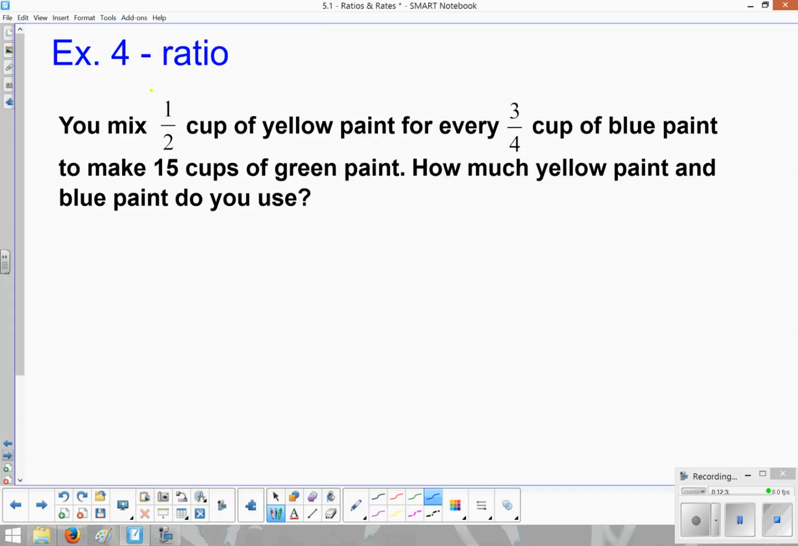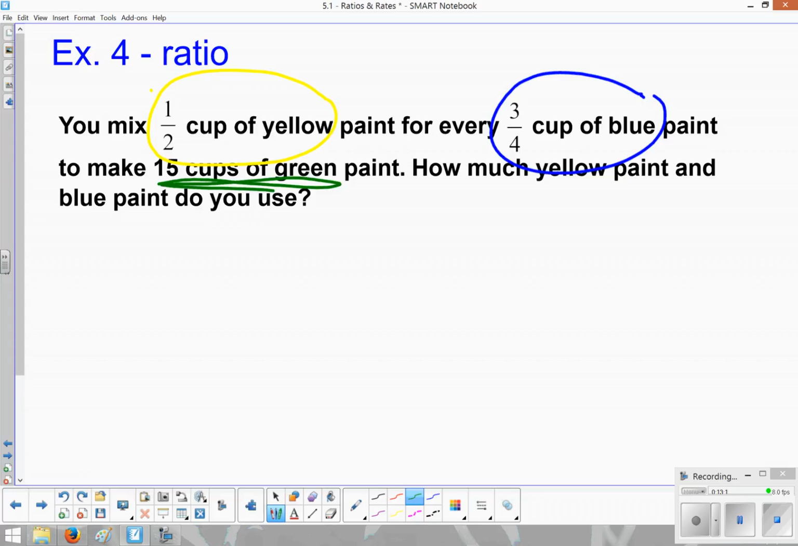All right. We're going to go ahead and do our last example, example number 4. So it says here, you mix a half a cup of yellow paint for every 3/4 cup of blue paint. Now, when you mix this, you get 15 cups of green paint. So if you remember in art, if you have yellow and blue together, so half of a yellow, and if you have blue, it gives you what? Green. So it says that you use, for every half a cup of yellow, you use 3/4 cup of blue, and in the end, you get 15 cups of green.